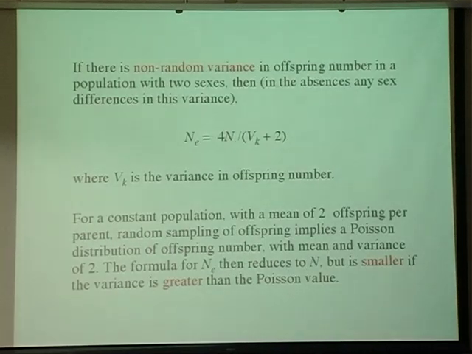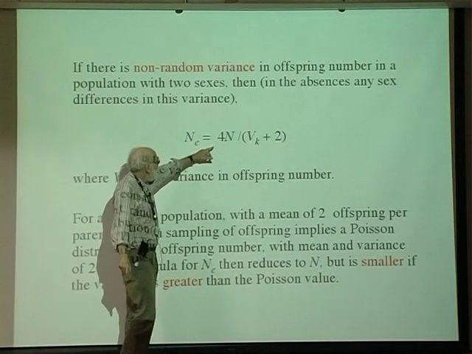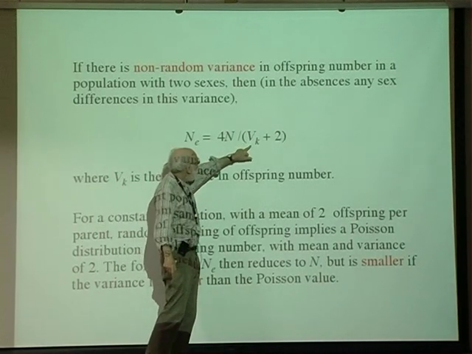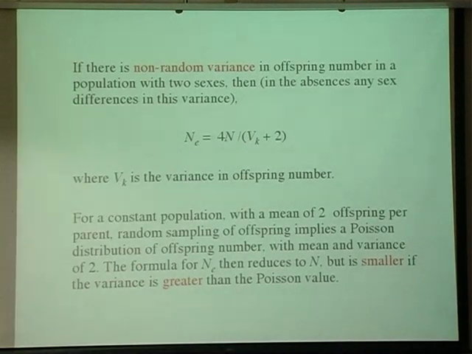Similarly, we can relax the assumption that there's purely random variation in offspring number among individuals. And in that case, this was also worked out by Wright. The effective size is equal to 4N divided by the variance in offspring number plus 2. This is, again, an approximation. It's only valid if the population size is reasonably large.